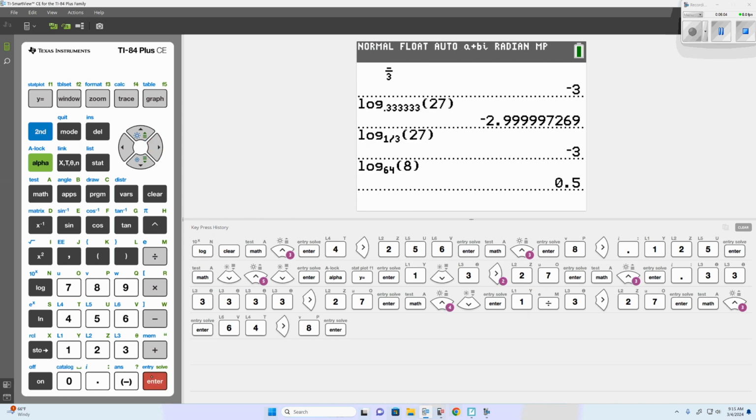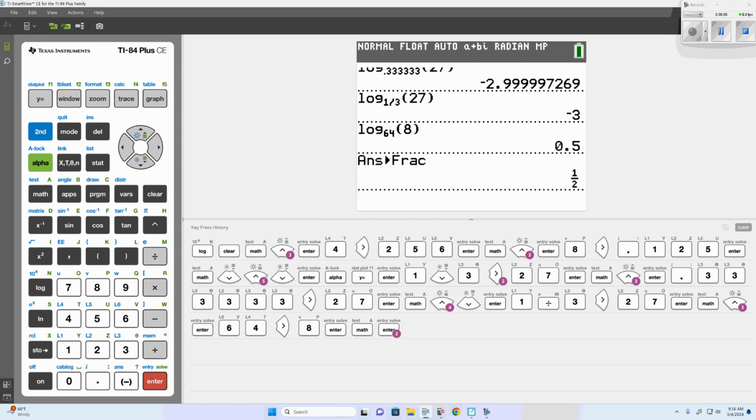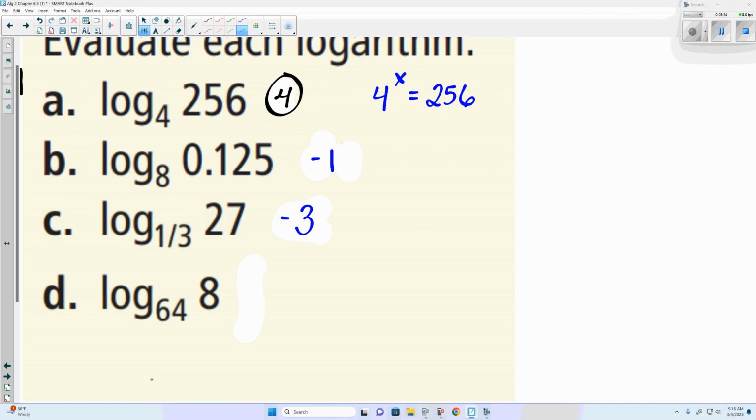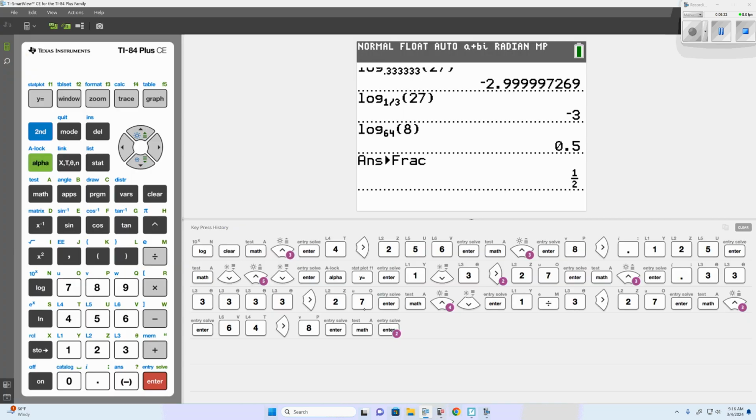So we get 0.5. Now if we do math, enter, because that first thing is fractional, we can turn it from a decimal to a fraction. It depends on the decimal. Because here 0.5 is nice. 0.5 is a nice decimal, 1/2, 0.5. Both of those are fine.